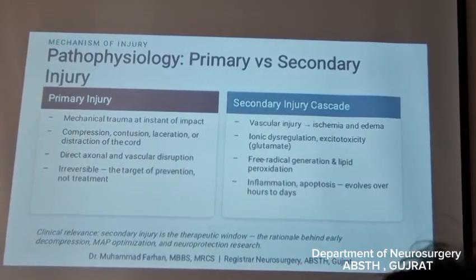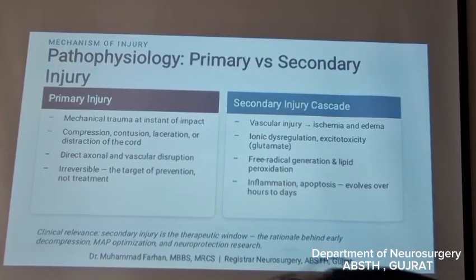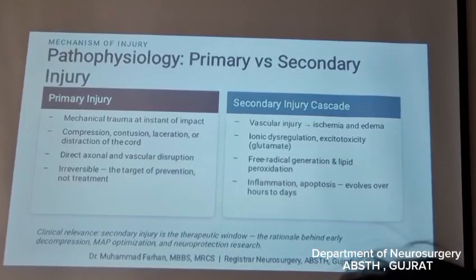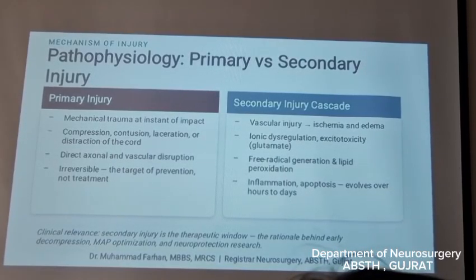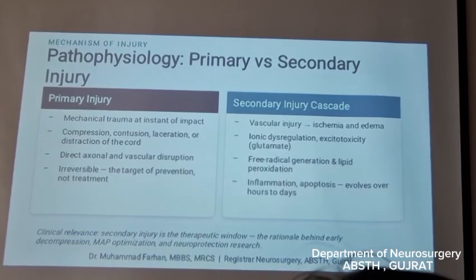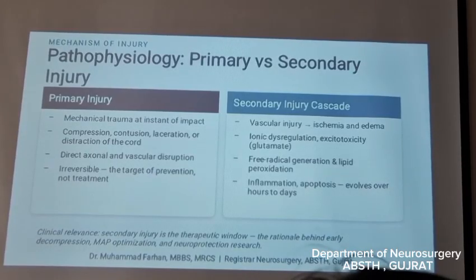Next, on the basis of the pathophysiology, we can divide spinal cord injury into primary versus secondary. Primary is due to the main mechanical trauma at the instant of impact. It may cause compression of the spinal cord, contusion, laceration, or tear in the cord, or forceful distraction or shearing of the spinal cord, and it leads to direct axonal disruption and vascular disruption. It is usually irreversible, so the target is to prevent it, and usually the treatment is not very specific.